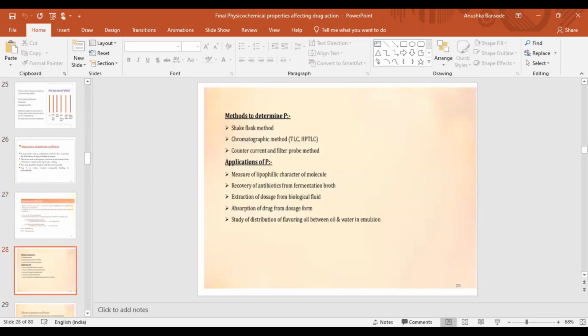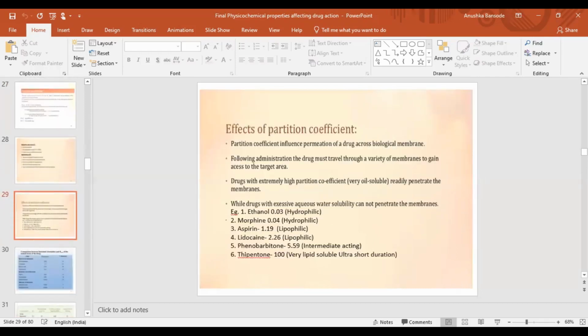Applications of the partition coefficient: it is the measure of lipophilic characteristics of a molecule. It is used to recover antibiotics from fermentation broth. It is used for extraction of drugs from biological fluids, absorption of drugs from dosage forms, and study of distribution of flavoring oil between oil and water in emulsions.